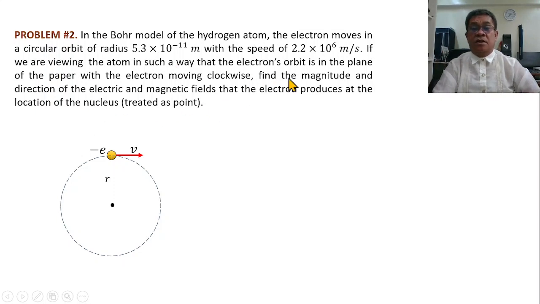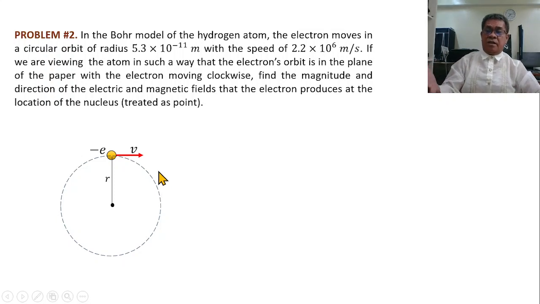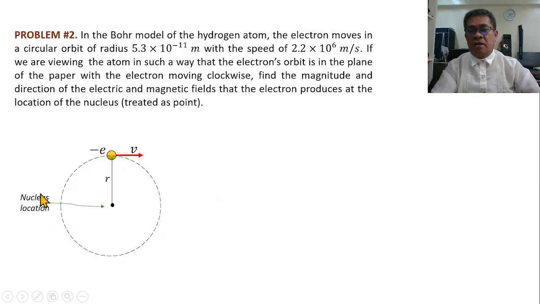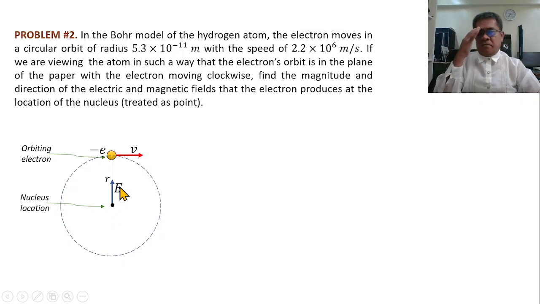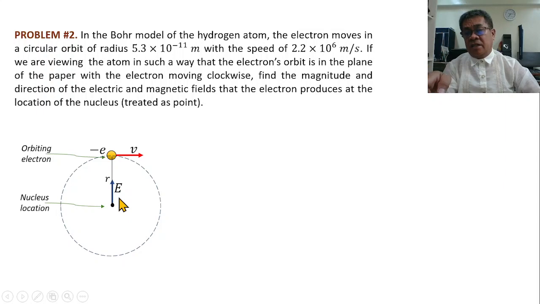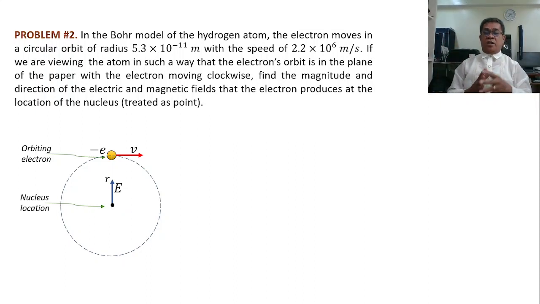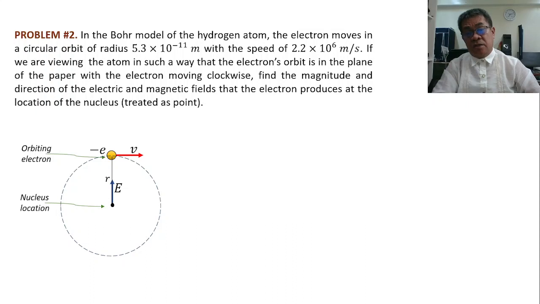Okay, so we need to provide the electric field and also the magnetic field. Now, this is the location of the nucleus. We ignore the charge of the nucleus; we need to consider only the electron charge. And this is the orbiting electron. Using the idea of the electric field, the electric field is towards the charge because the charge is negative. So, theoretically, the electric field produced by this electron at the location of the nucleus is towards the electron.